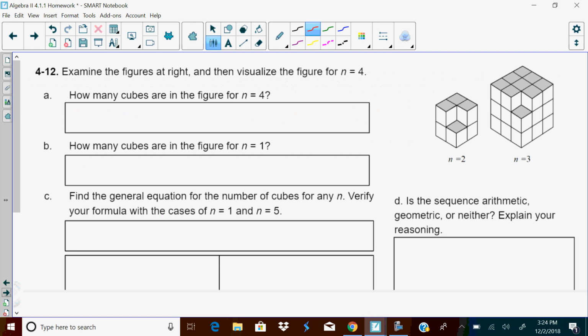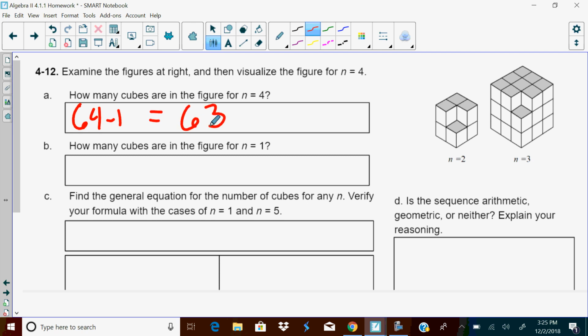Problem number 4-12 says examine the figures at right and then visualize the figure for n equals 4. So in n equals 2, it's a 2 by 2 by 2 with 1 missing. 3 is a 3 by 3 by 3 with 1 missing. So then 4 would be 4 by 4 by 4 with 1 missing. So a 4 by 4 by 4 cube would be 64, and then I would take away the 1. So there would be 63 cubes.